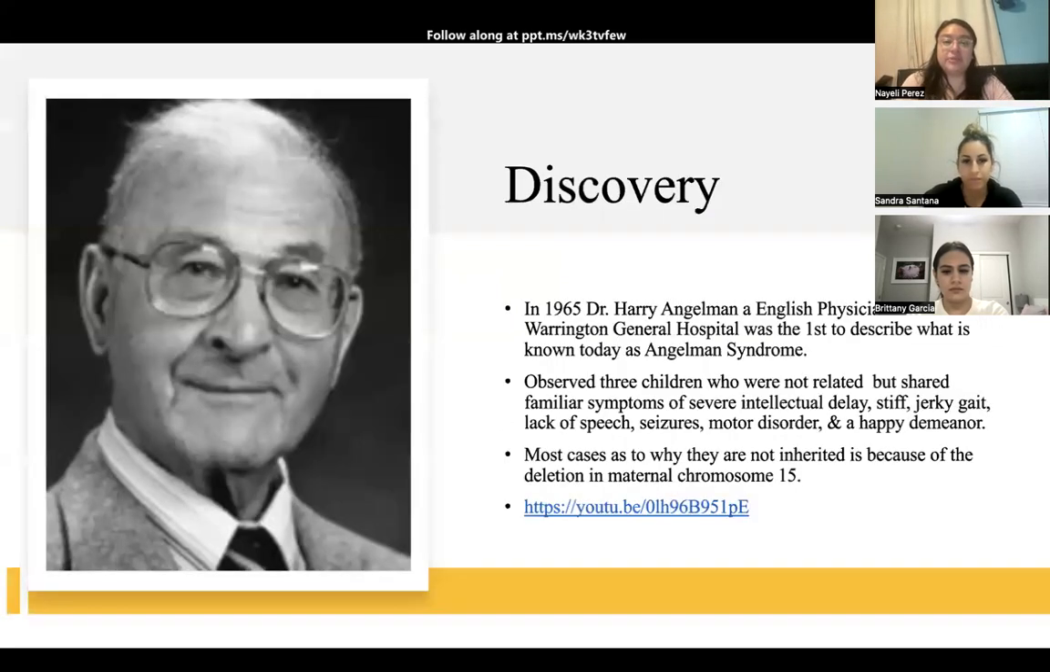Dr. Harry Angelman was the first to describe what's known today as Angelman syndrome in 1965. He observed three children who were not related, but they shared similar symptoms of severe intellectual delay, stiff jerky gait, lack of speech, seizures, motor disorder, and a happy demeanor. Most cases are not inherited, again because of the deletion in the maternal chromosome 15.